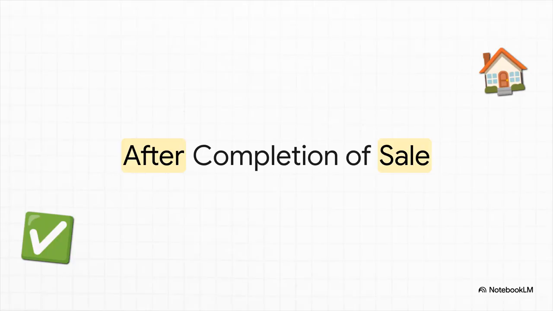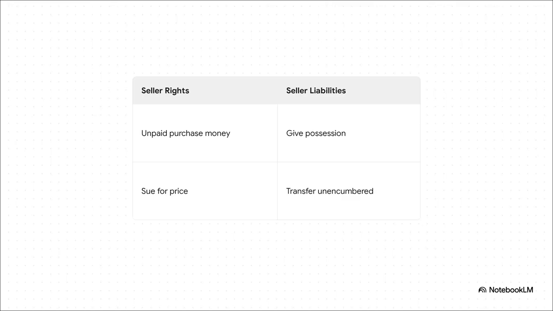Now, put down your next subheading. Part B, after completion of sale. You absolutely must mark the shift in legal responsibilities once that conveyance is officially complete and registered. Look at how the post-completion matrix changes for the seller. Seller rights. 1. Right to unpaid purchase money functioning as a charge on the property.